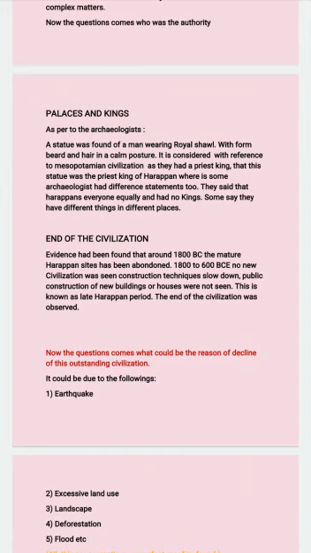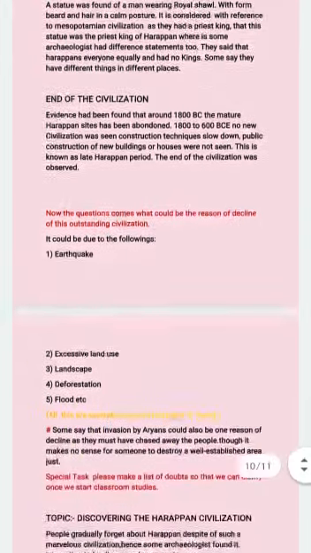But how did it vanish? This could have been due to some natural calamities, and the natural calamities could be earthquake, excessive land use, deforestation, flood, etc.